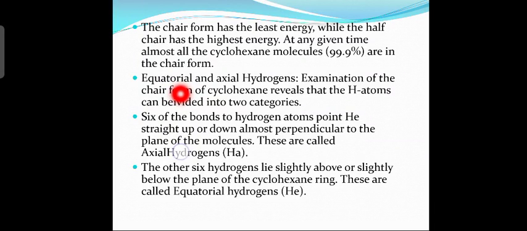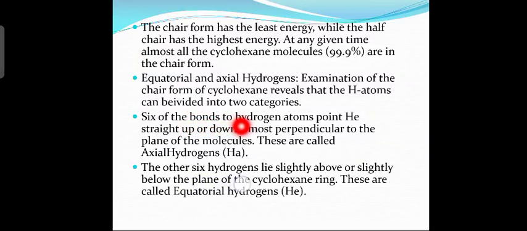Now in cyclohexane, you know that each carbon atom contains 2 hydrogen atoms, CH2, CH2 like that. Out of these 2 hydrogen atoms, one is called the equatorial hydrogen and the other is called the axial hydrogen. Both are not the same. Equatorial is represented by He and axial is represented by Ha. Examination of the chair form of cyclohexane reveals that the hydrogen atoms can be divided into 2 categories: equatorial and axial hydrogens.